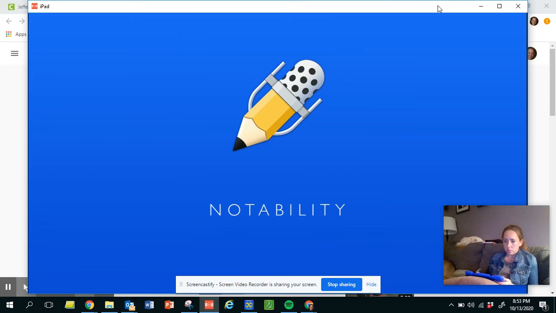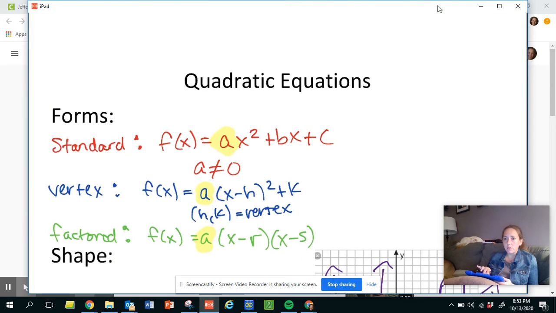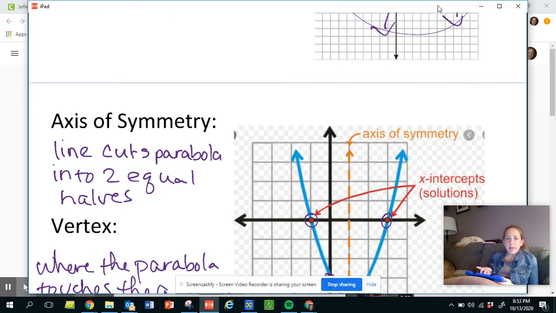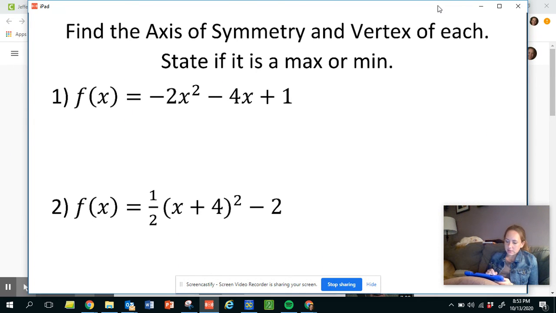I don't know why it's making me do this every time. I want to go back and forth. But the axis of symmetry was x equals -1, and the vertex was -1, 3. Now the x of the vertex and the axis of symmetry will always match because it's where they touch, okay?